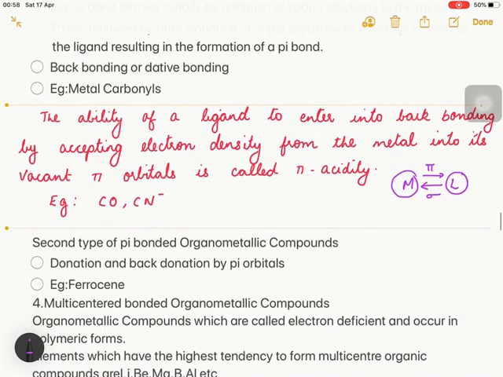Now the second type of pi bonded organometallic compounds are those in which donation of electrons from the ligand to the metal as well as back donation of electrons from metal to ligand are both done by pi orbitals, and such complexes are designated as pi complexes. Here the metal atom is bonded to two or more carbon atoms comprising a pi electron system, and this type of bonding can be seen in ferrocene.